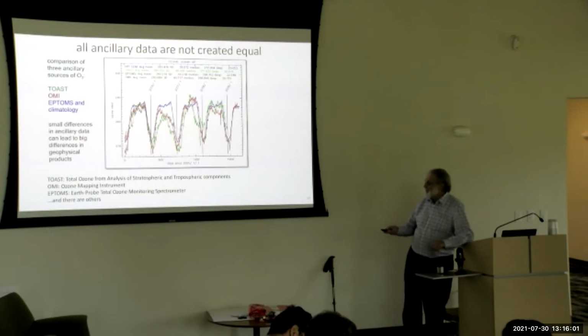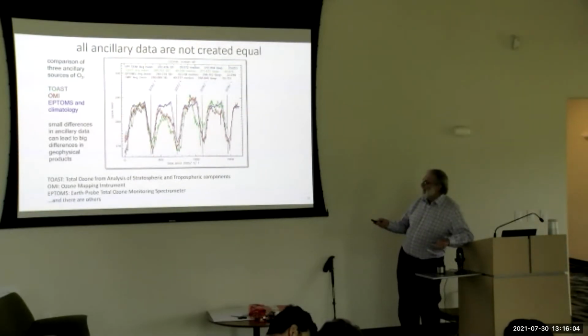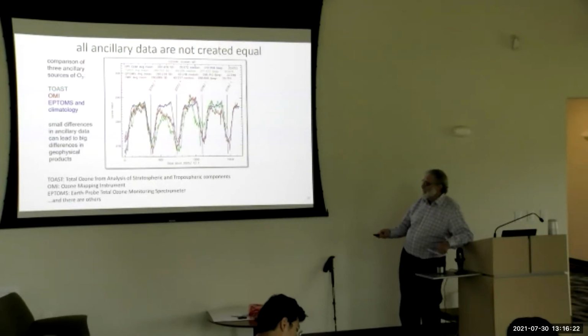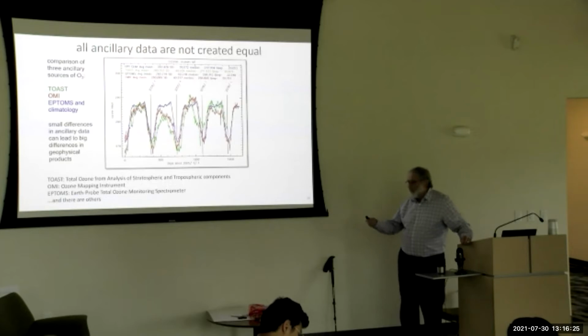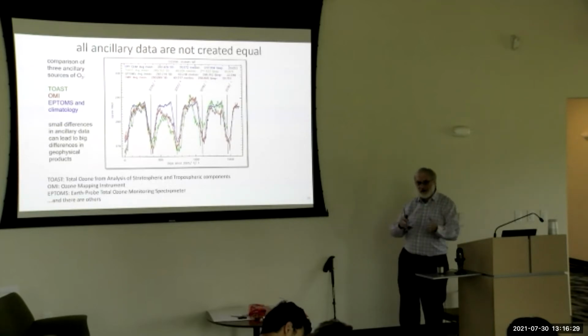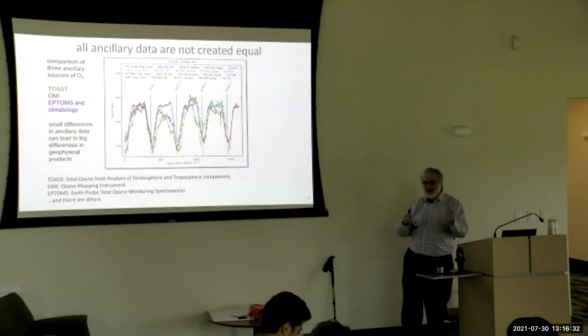There's several different sensors that are out there for doing that. There's one called total ozone analysis from stratospheric and tropospheric components. There's ozone mapping system. There used to be a thing called TOMS, total ozone monitoring spectrometer. It's now been replaced by Earth probe total ozone monitoring spectrometer, and there's others. So you have to go to one of those places to get the ozone value, or if those aren't up there running at the moment you need them, then you use climatology.